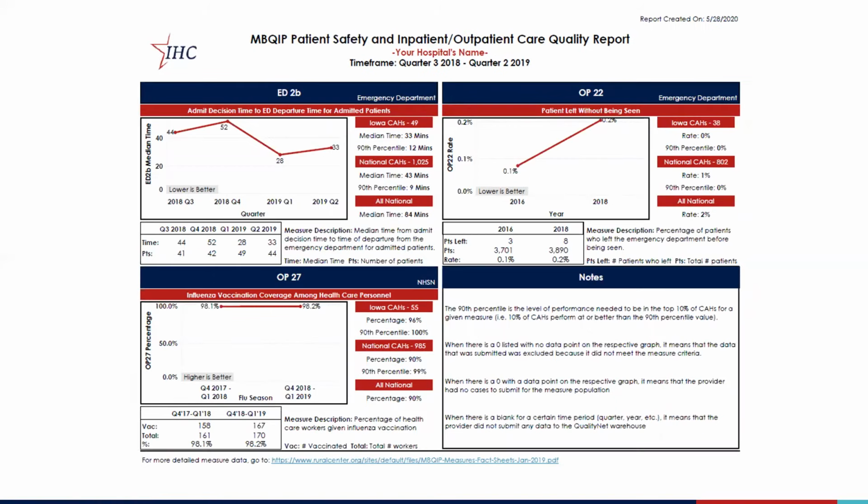There's also a second page of this one, which continues to review each measure specifically. You'll notice some really important notes here on the bottom right. When there is a 0 listed with no data point on the graph, it means that the data that was submitted was excluded because it did not meet the measure criteria. When there is a 0 with a data point on the graph, it means that the provider had no cases to submit. And when there's a blank for a certain time period, it means that the provider did not submit any data to the QualityNet warehouse. Just some helpful things to keep in mind.